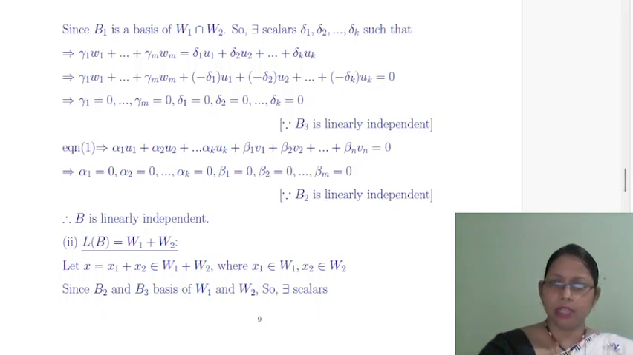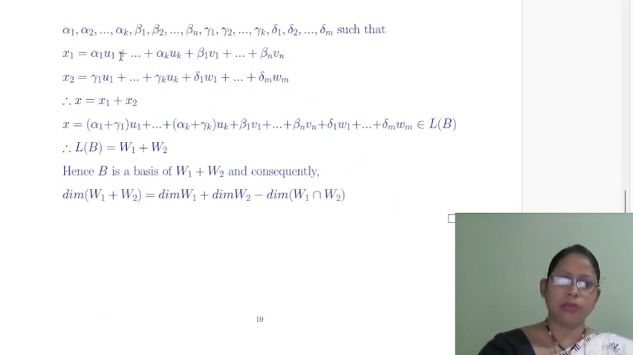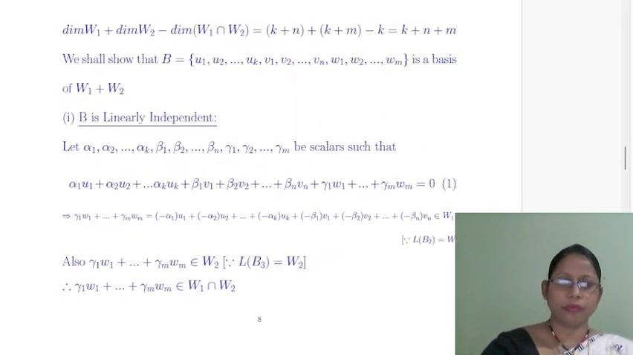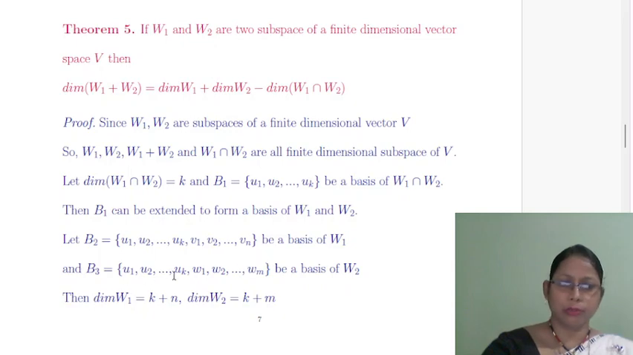So I can write this x1 as a linear combination: alpha 1 u1 plus dot dot dot alpha k uk plus beta 1 p1 plus dot dot dot beta n pn. Again, x2 belongs to W2 and W2 is spanned by B3. The set B3 consists of u1, u2 up to uk and w1, w2 up to wm. So x2 can be expressed as a linear combination of the set of vectors of B3, that is just w1, w2 up to wm and u1, u2 up to uk.